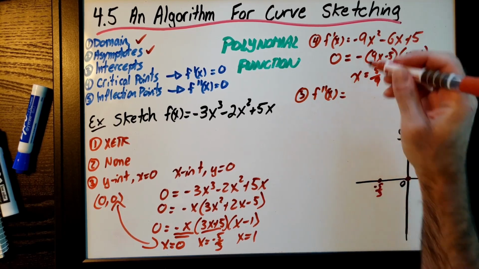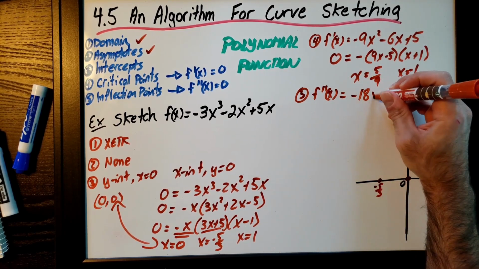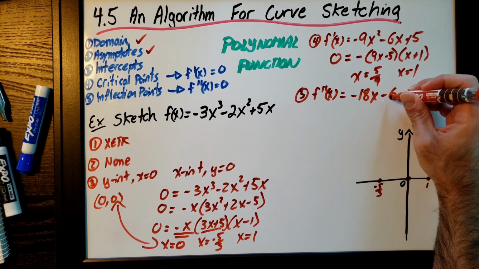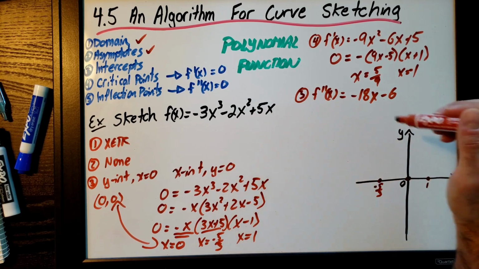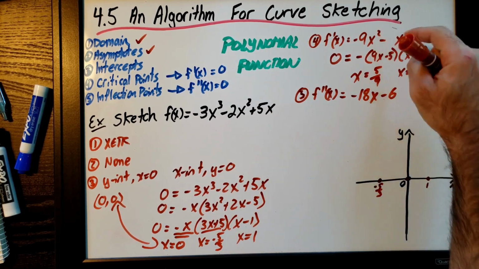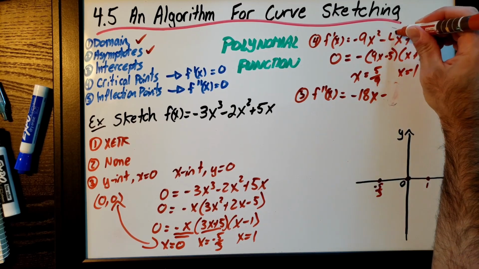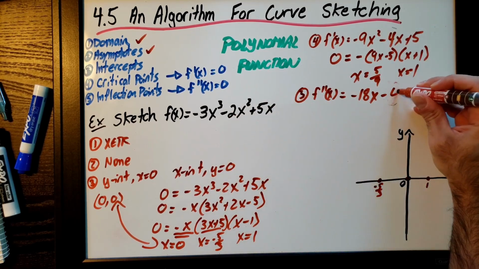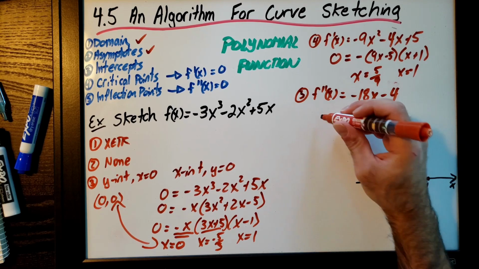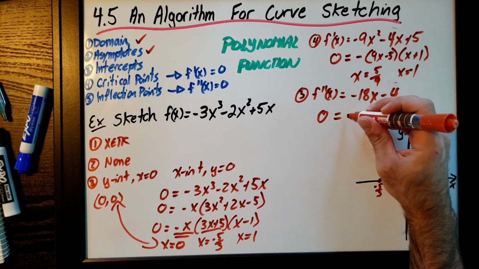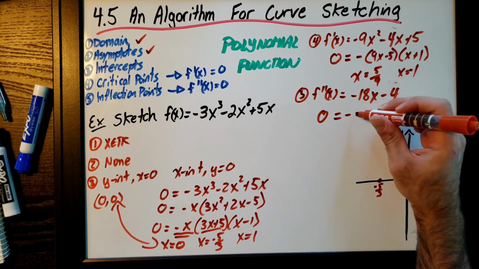Okay, now I'm going to find the derivative of this. This is negative 18x minus 6. I think I made a mistake here. Yes, I did, even though I factored it properly. This is a 4. 2 times 2 is 4. And this is minus 4. And I'm going to do the same thing here, which is figure out when this equals 0. Okay, when does negative, am I taking out over here, 2?